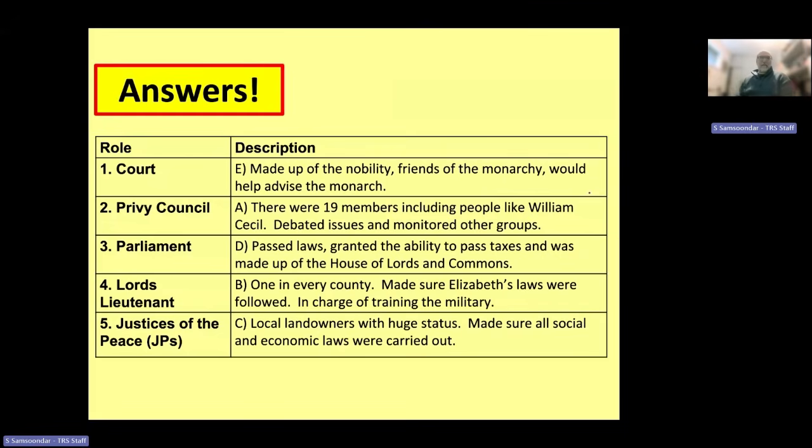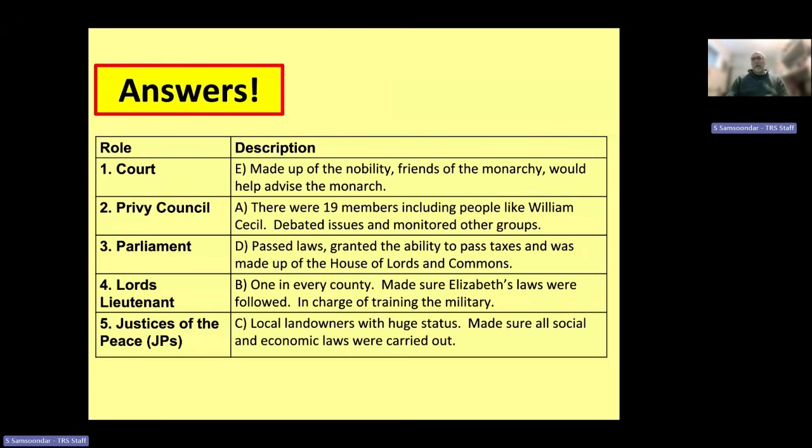So here are the answers. I'm not going to read through all of these because you can read through it yourself, but in terms of the features, the descriptions on the right give you all the information you basically need to know for Elizabeth's government. It's not a big topic, this. You need to have some awareness of it. It could feature in question 1, feature questions. It's not going to feature in the bigger questions, but you do need to have some awareness of it.